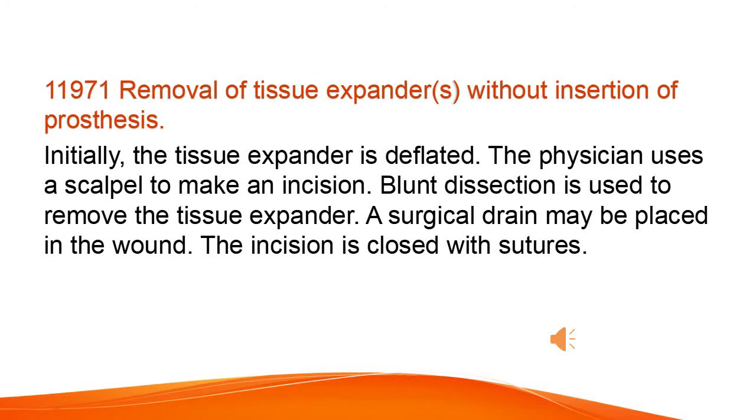Removal of tissue expander(s), without insertion of prosthesis. Initially, the tissue expander is deflated. The physician uses a scalpel to make an incision. Blunt dissection is used to remove the tissue expander. A surgical drain may be placed in the wound. The incision is closed with sutures.